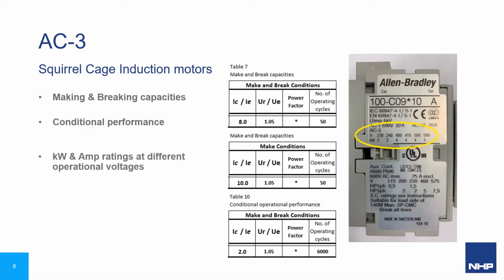The nominated AC3 is the most common rating which is designated on a contactor's rating nameplate. It shows a rating in kilowatts for motors at different line voltage values. The contactor can have AC3 ratings at different operational voltages, and whilst in some instances the AC3 rating may be the same, the AC3 amp rating will reduce at higher operating voltages.